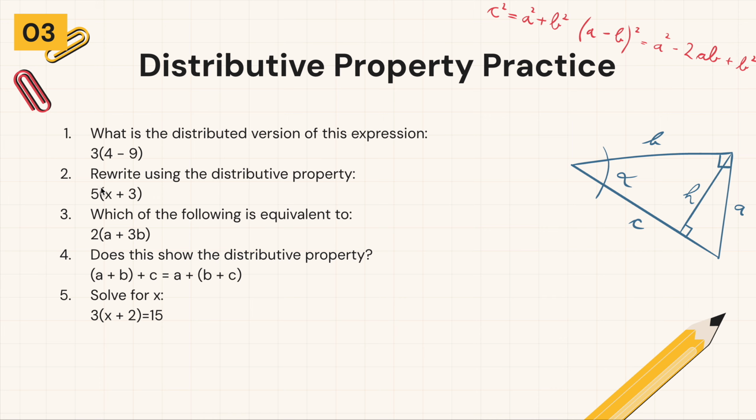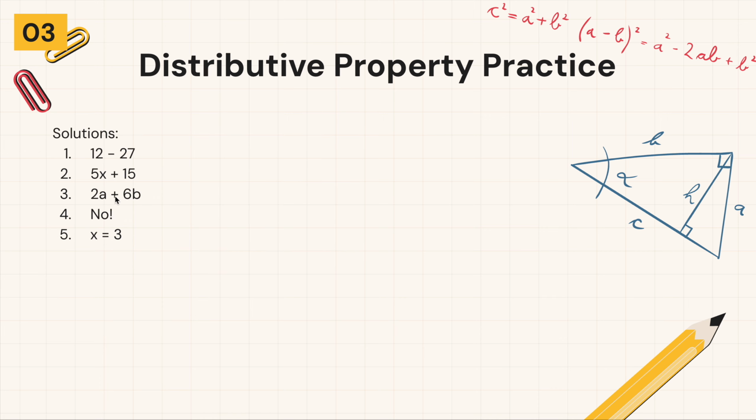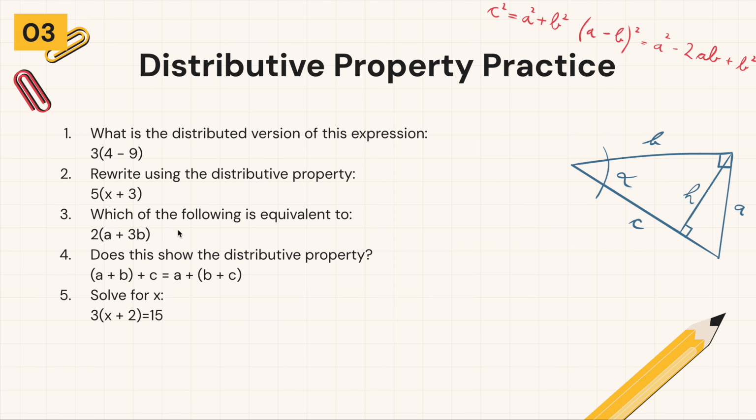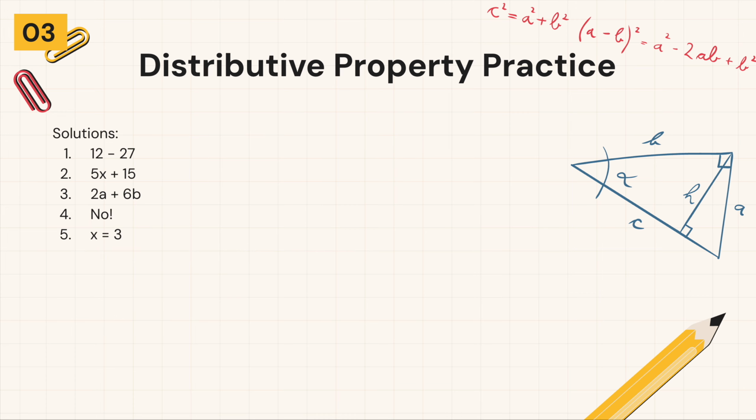5 times parentheses x plus 3. You see, this is a question with variables. You physically can't add these two numbers together inside the parentheses. So you have to use the distributive property in order to simplify the expression. So this becomes 5 times x plus 5 times 3, 5x plus 15, right. 2 times parentheses a plus 3b. Once again, this has variables, so you have to apply the distributive property. So this becomes 2 times a plus 2 times 3b, which is equivalent to 2a plus 6b.